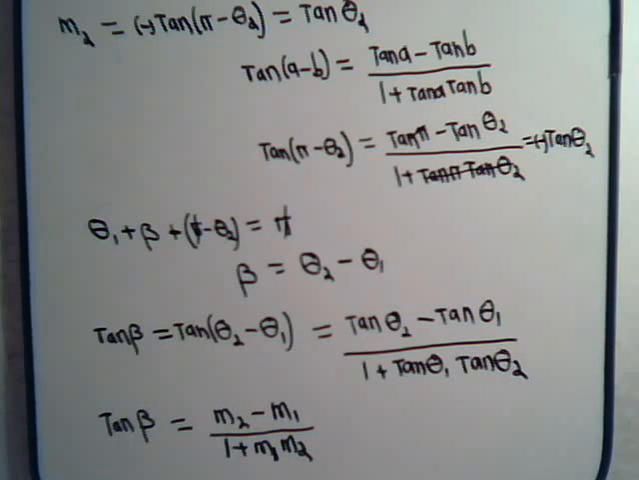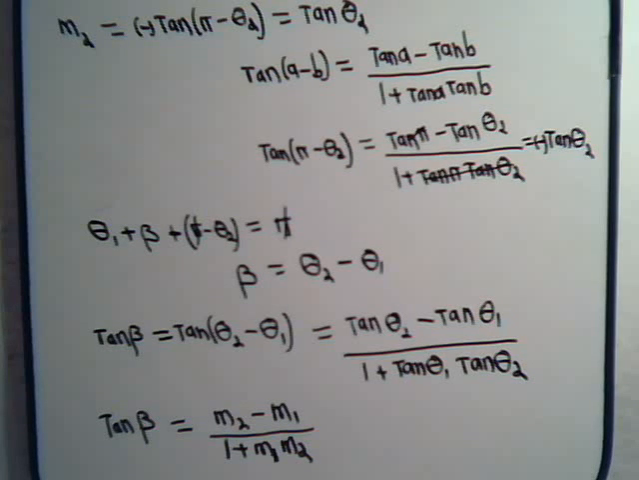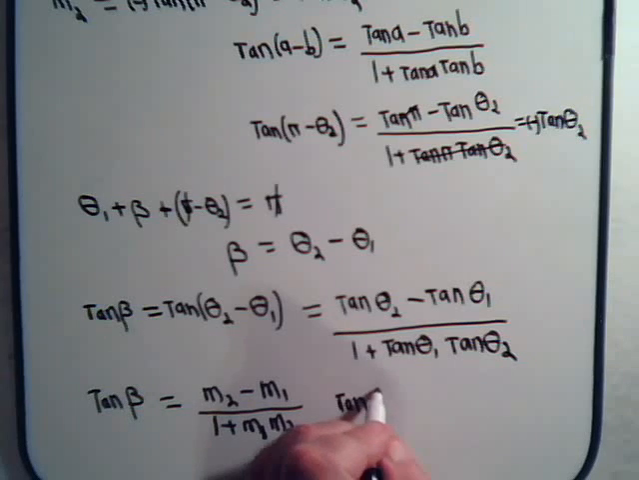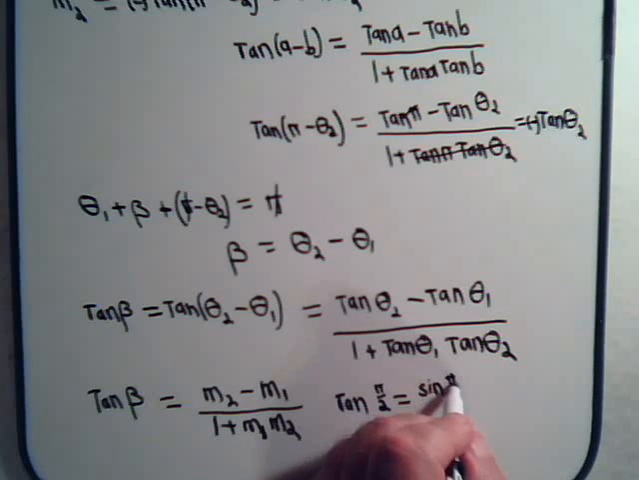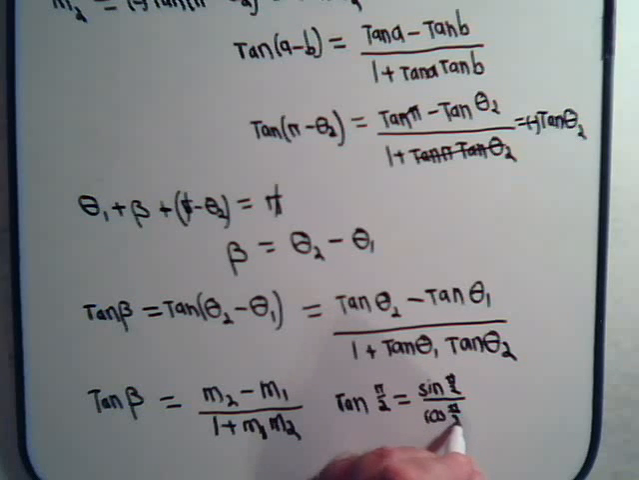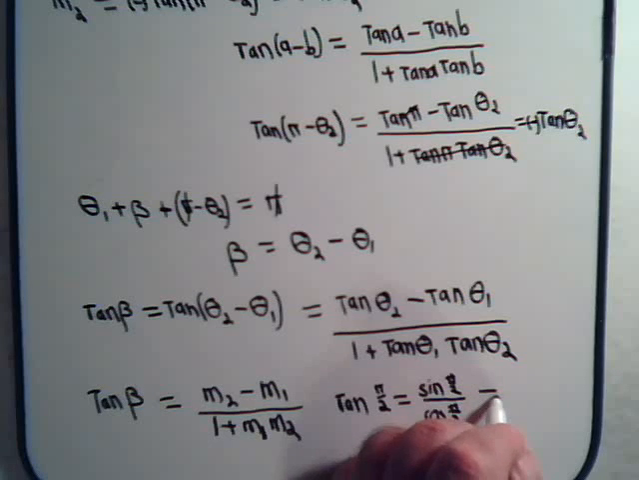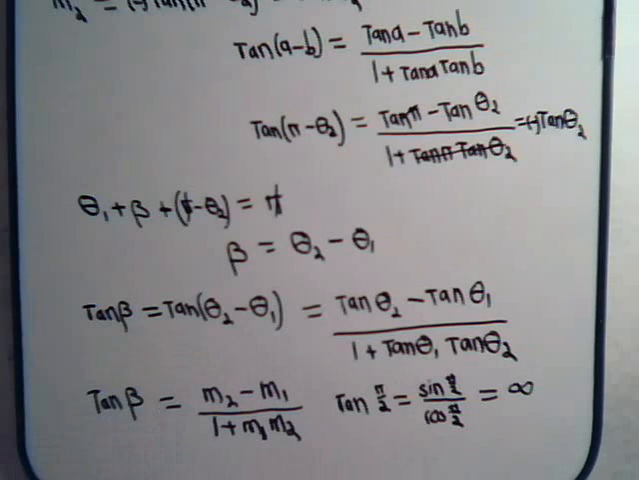Also, this tells us something else. Suppose we have two curves or two line segments and they are perpendicular to each other. So now we're going to be taking the tangent of pi over 2. And that equals the sine of pi over 2 divided by the cosine of pi over 2. But the cosine of pi over 2 is 0. So this is undefined when the two curves are perpendicular.